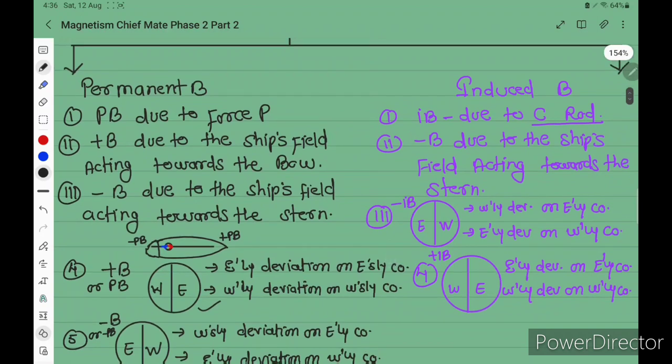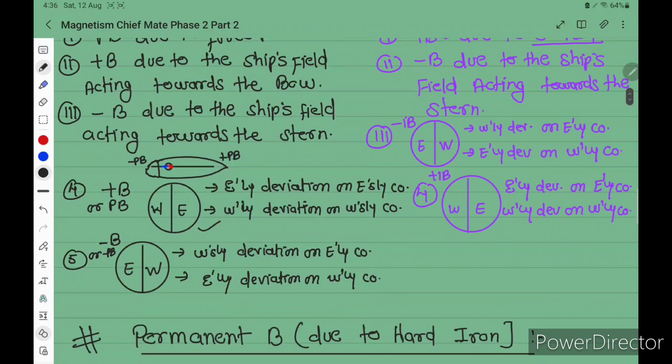Now let's discuss induced B. Induced B, that is IB, due to the c rods, is due to the ship's field acting towards the stern. Minus IB, from 000 to 180, causes westerly deviation, and from 180 to 000 causes easterly deviation. So westerly deviation on easterly course and easterly deviation on westerly course, whereas plus IB gives easterly deviation on easterly course and westerly deviation on westerly course. So you just remember this circle diagram, the semicircular diagram.